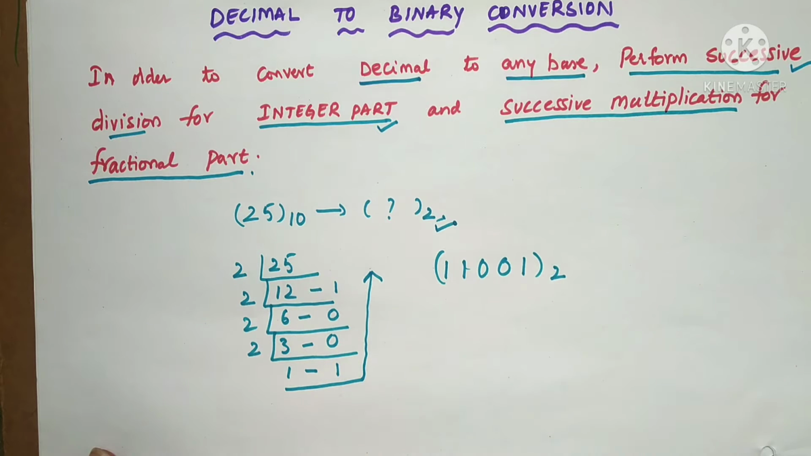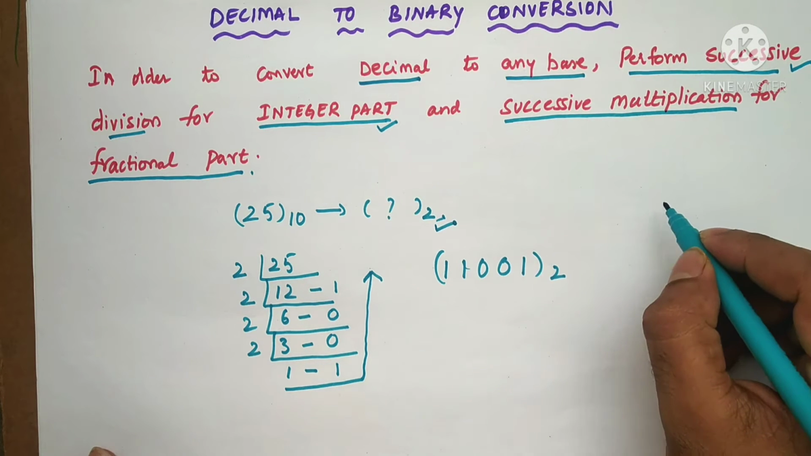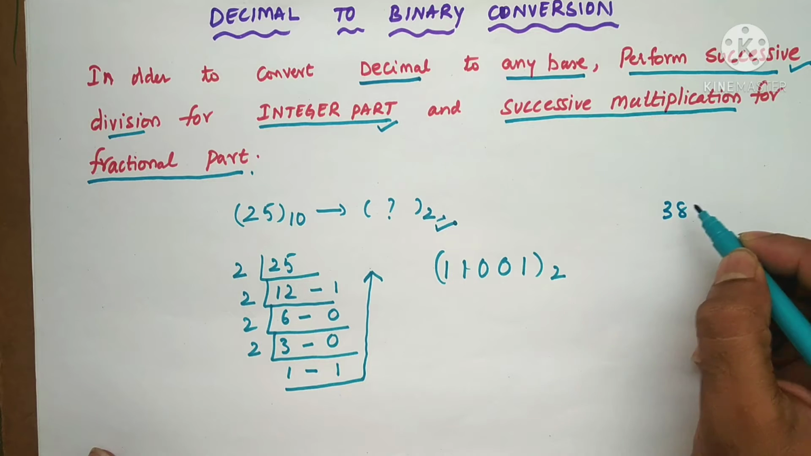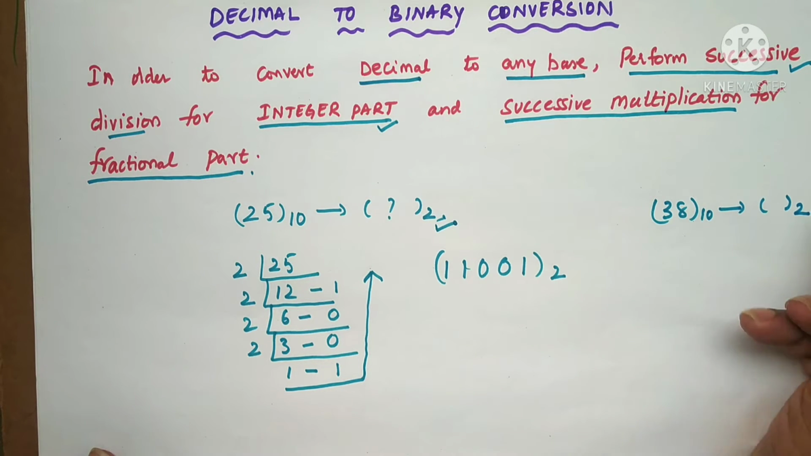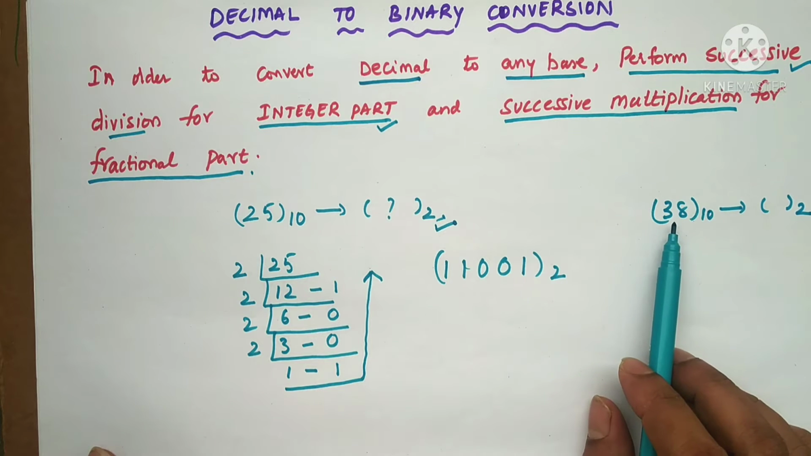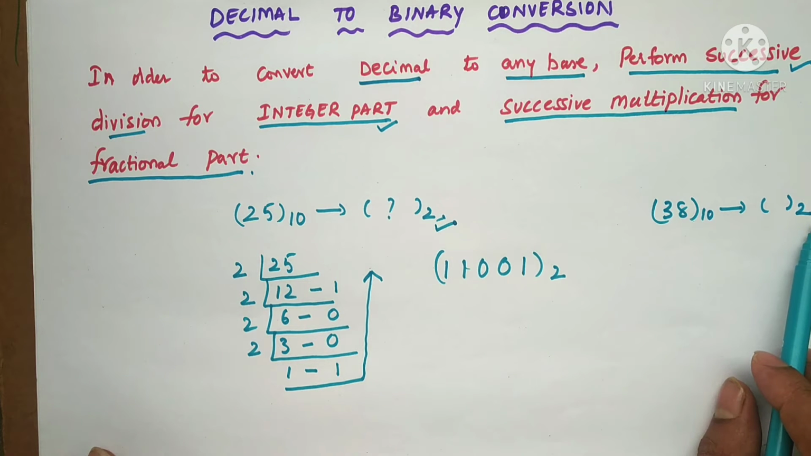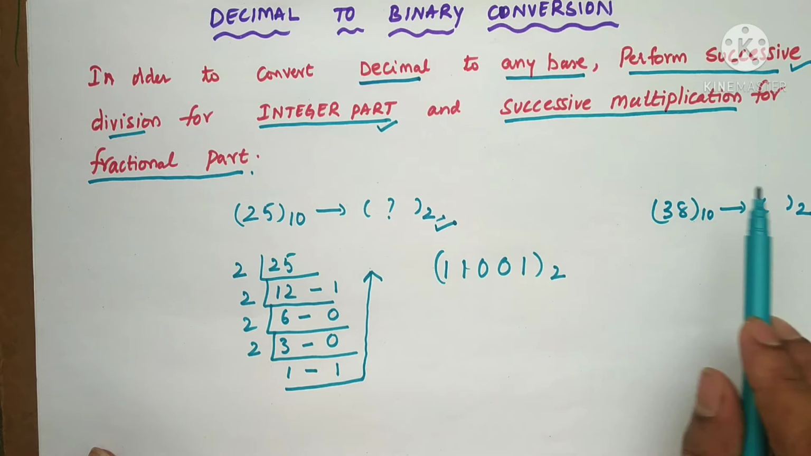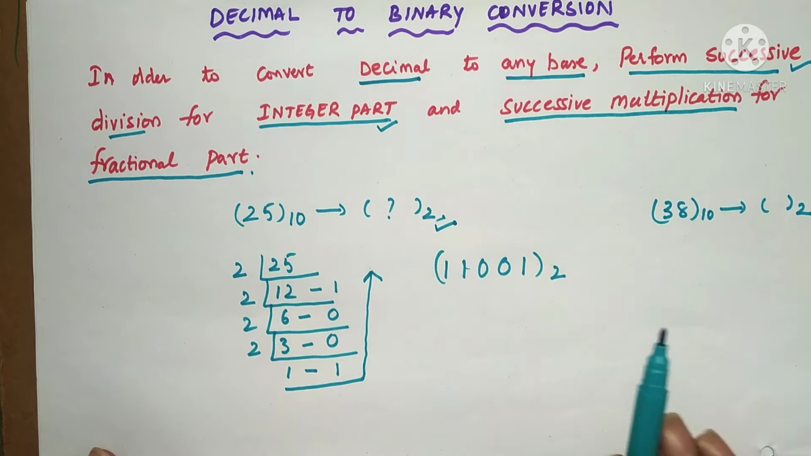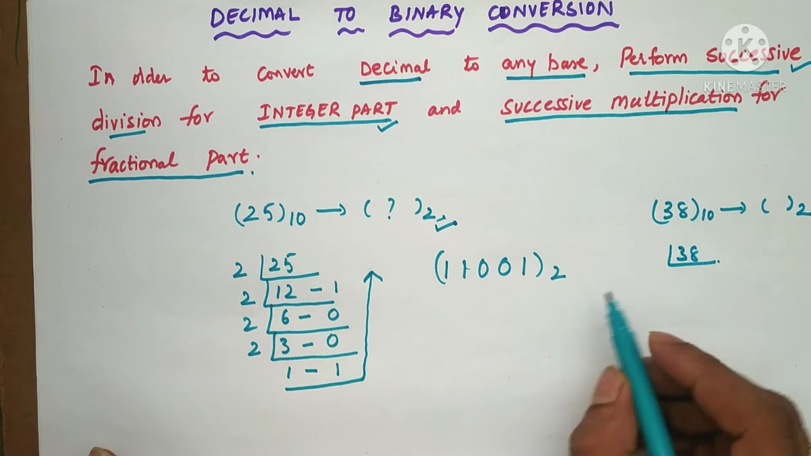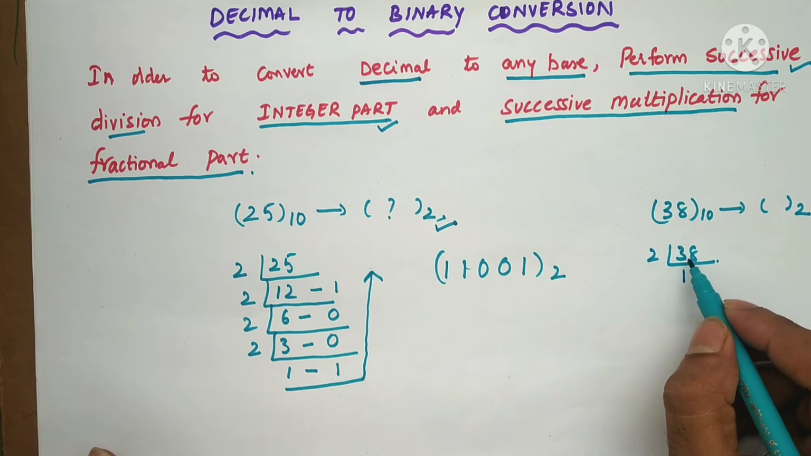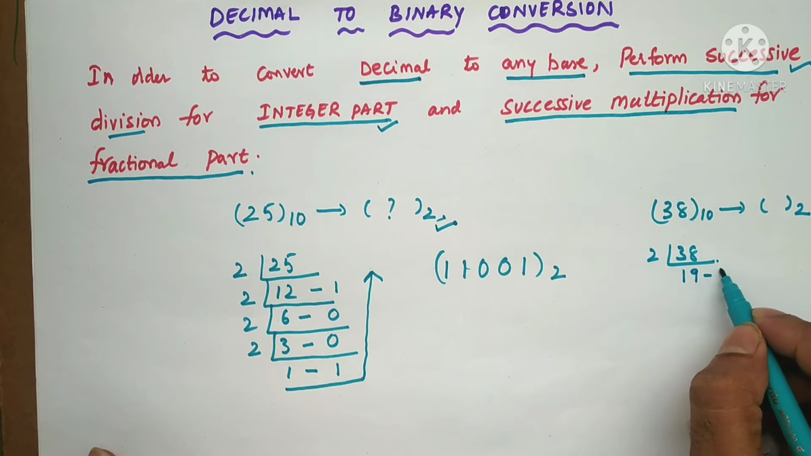For example, I want to convert 38, a decimal number, into base 2. So we have to divide 38 with base 2. Whichever base we want to convert into, we have to divide with that base. That's the concept. So 38 is the number here. I have to divide by 2. 2 1s are 2. 2 9s are 18. Remainder is 0.